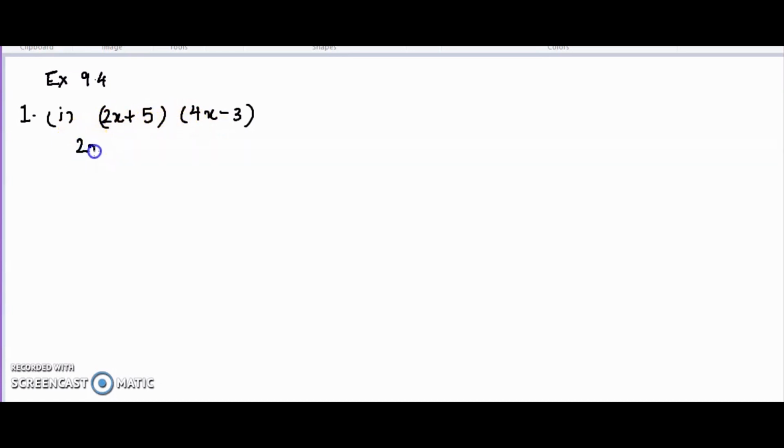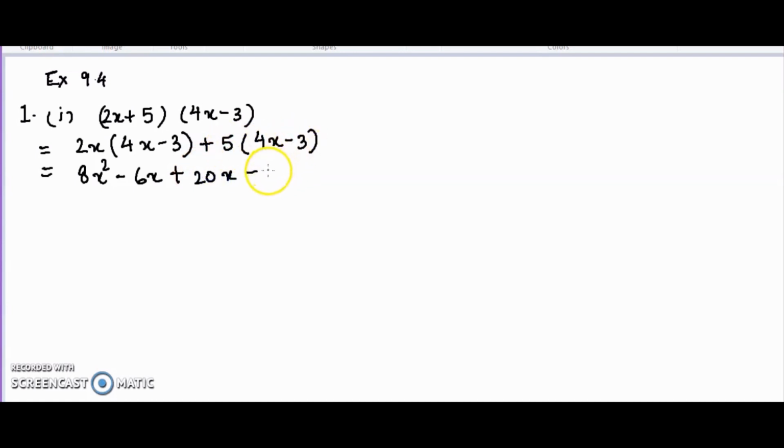So first 2x will be multiplied with this entire term, 4x minus 3, plus 5 will be multiplied with this entire term, 4x minus 3. So this is the first step. Then you will open this bracket. So 2x into 4x will be 8x square. Then minus 3 will be multiplied with 2x, so this will be minus 6x, plus these two will be multiplied, 5 into 4x, 20x, minus 15.